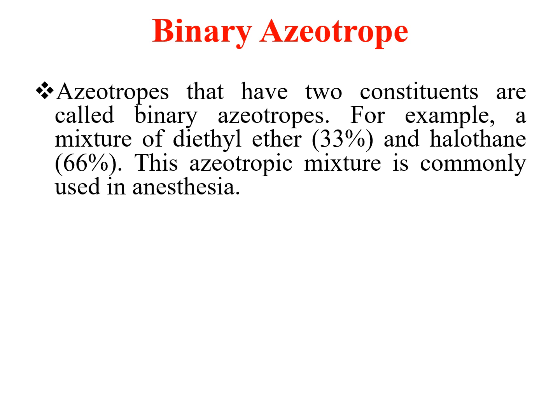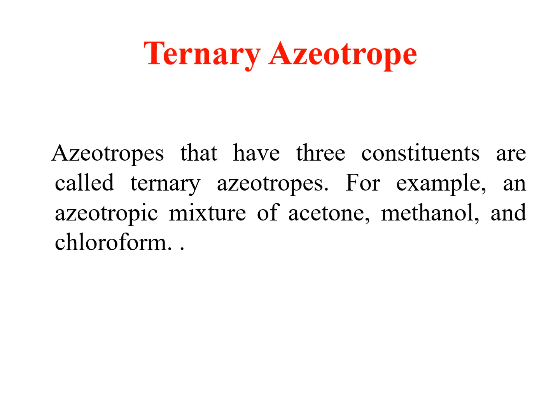Binary azeotrope. Azeotropes that have two constituents are called binary azeotropes. For example, a mixture of diethyl ether 33% and haloethane 66%. This azeotropic mixture is commonly used in anesthesia. Ternary azeotrope. Azeotropes that have three constituents are called ternary azeotropes. For example, an azeotropic mixture of acetone, methanol and chloroform.